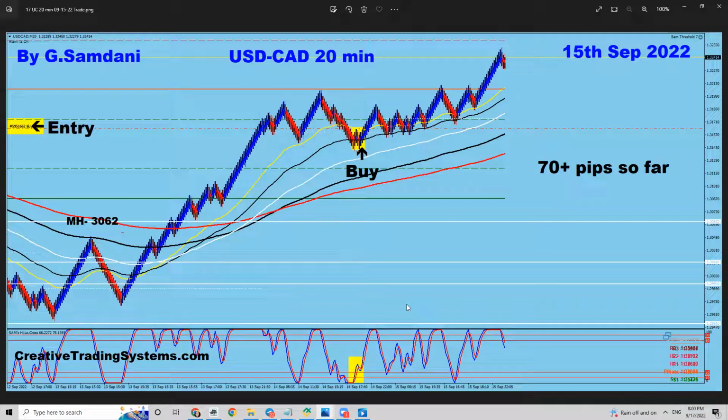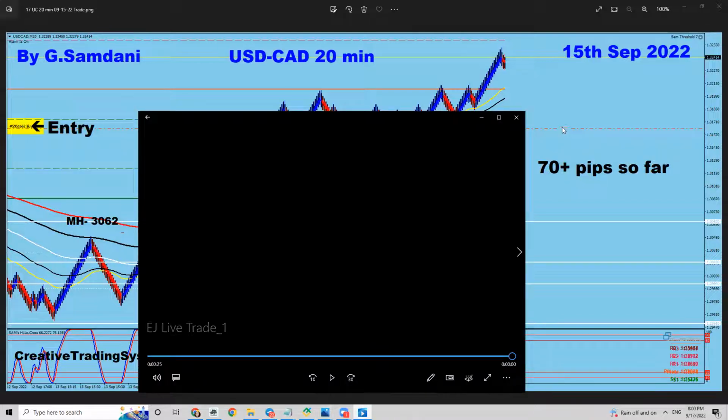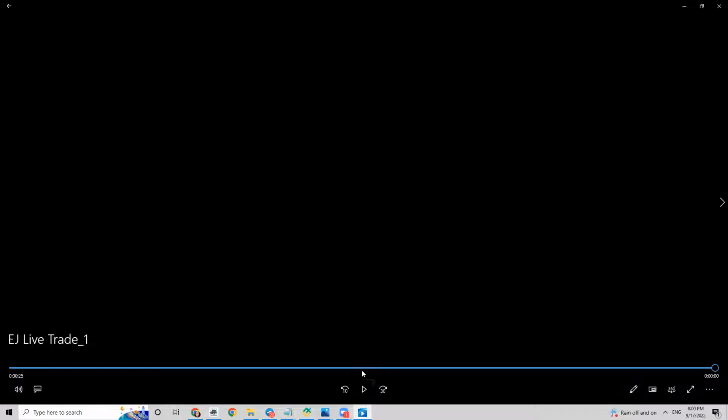Let me show you a small video that I recorded of an entry a few weeks ago. So let me play that video and you will see how the alarm beeps and how the entry was taken. I didn't hold on to that trade long, but just showed the entry. So just watch how the alarm works and how the entry was taken.